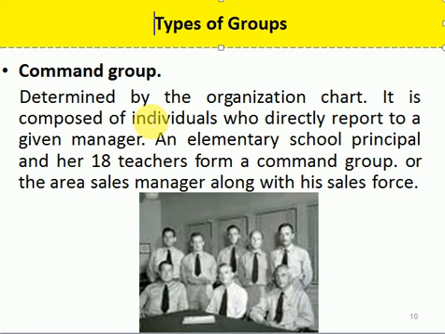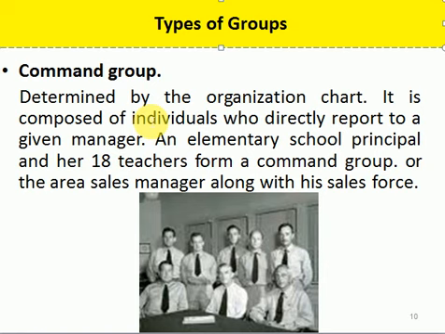This command group is determined by the organization chart. It is composed of individuals who directly report to a given manager. An elementary school principal and her 18 teachers form a command group, or the area sales manager along with his sales force is an example of a command group. So what is a command group? It is determined already by the organizational chart.